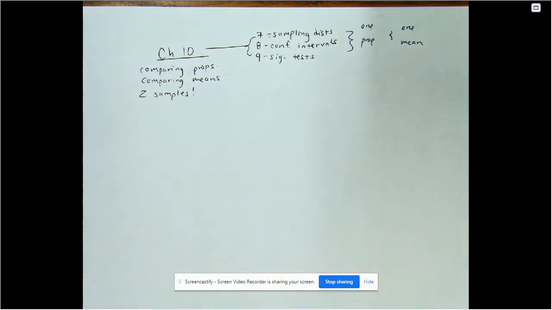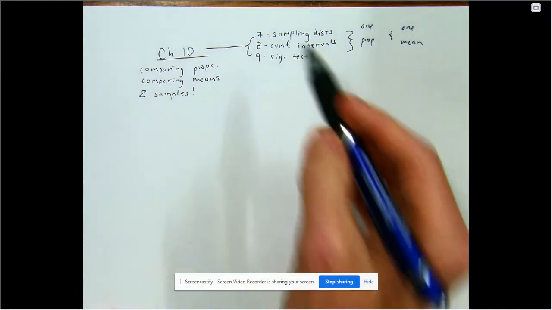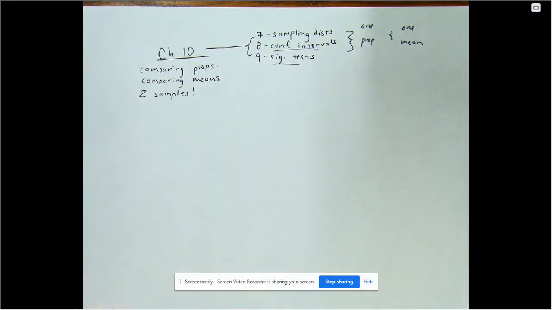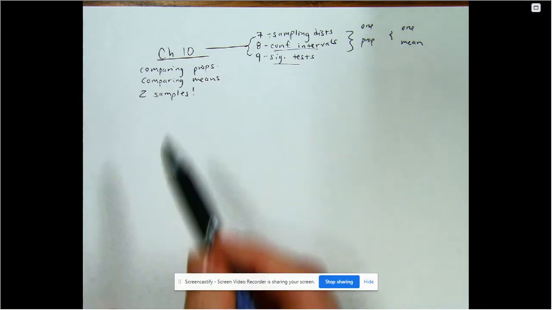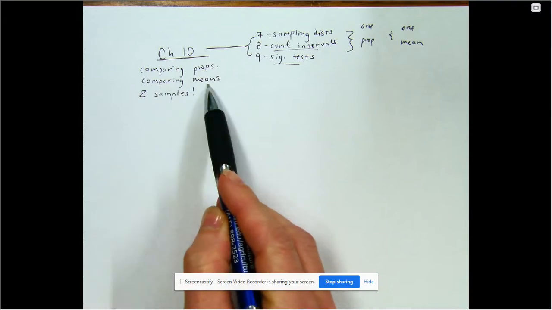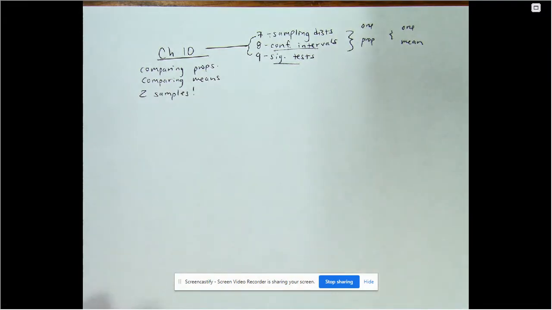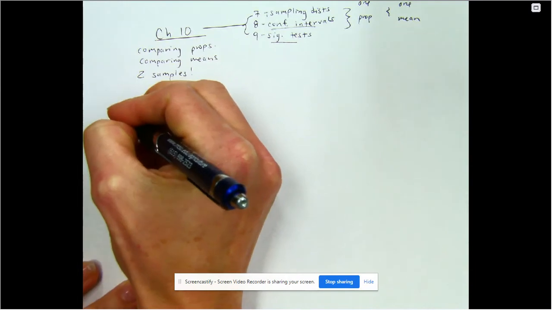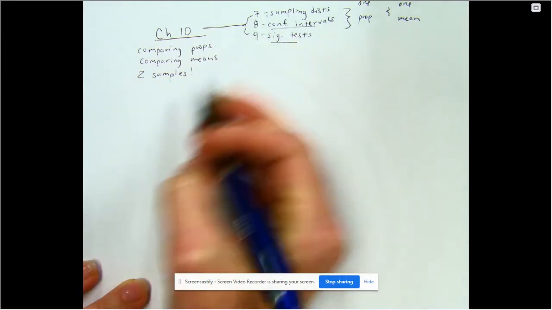So chapter 10 is set up the same way, except for we're going to be doing both of these things. We're going to be constructing intervals, and we're going to be running significance tests. And we're interested in comparing proportions, so two proportions, and then comparing means, two means. So our notes today, we're going to talk about confidence intervals comparing proportions.